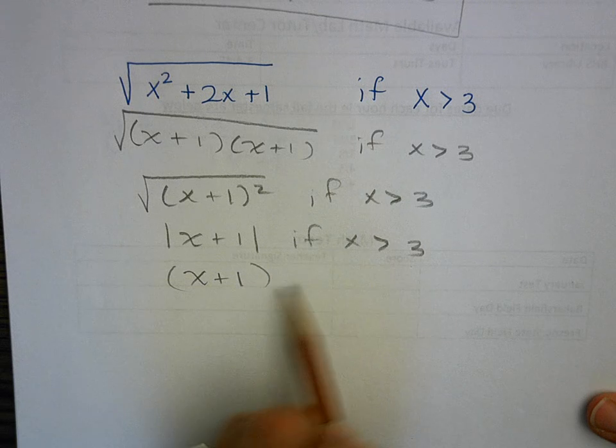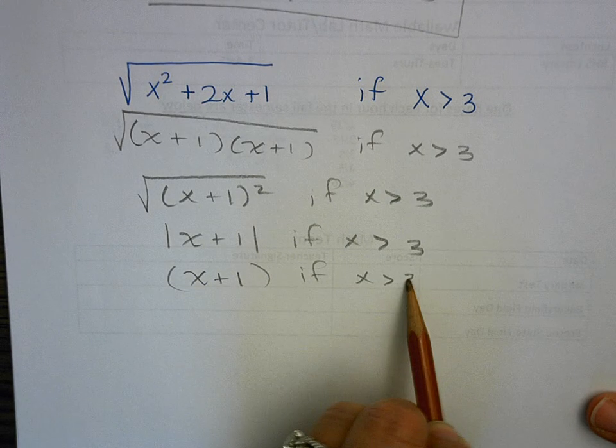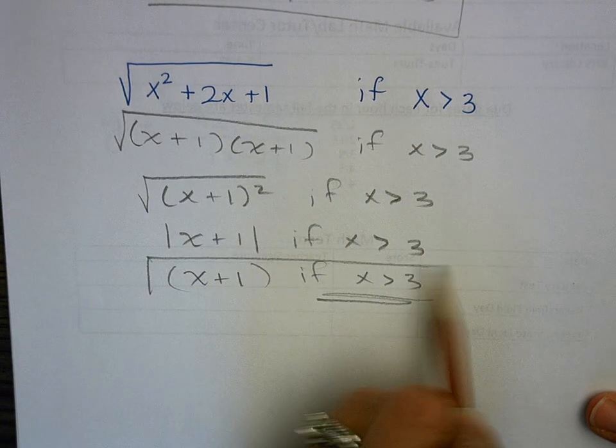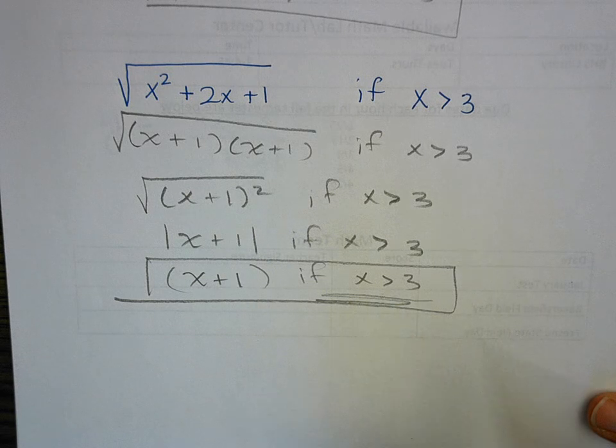And I need to make sure I'm remembering to put this little disclaimer here, right? Because that is only true if my values of x are greater than 3. So that always needs to be part of my answer. Okay? All right, so there's a couple of those.